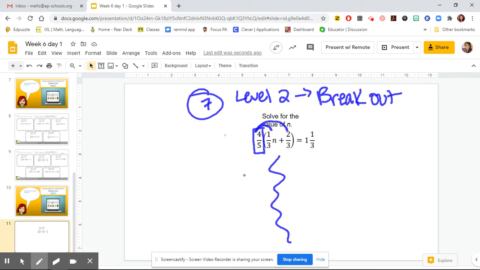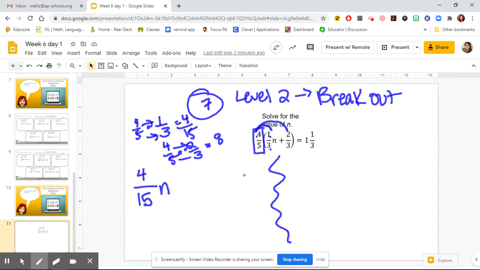we have 4 times 1, the numerators, over 5 times 3, which is 15, n. So remember, when you multiply fractions, you just multiply across. 4 times 1 is 4, 5 times 3 is 15. And then do the same thing for the bottom, 4 over 5 times 2 over 3. Do the numerator 4 times 2, which is 8, and then the denominator 5 times 3 is 15. So that would be plus 8 over 15.